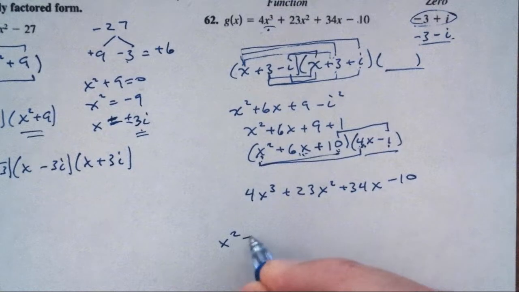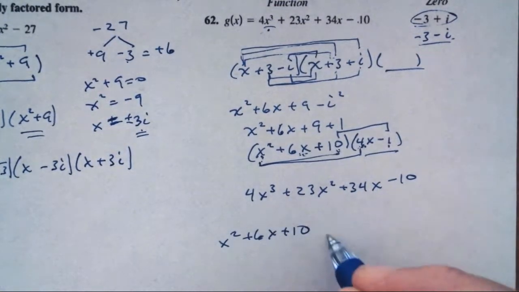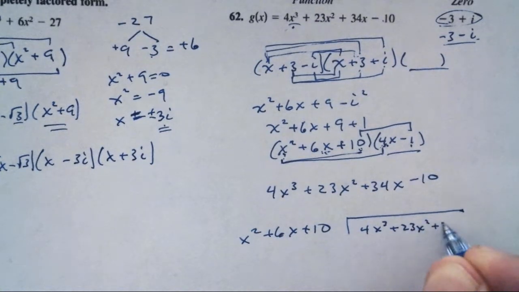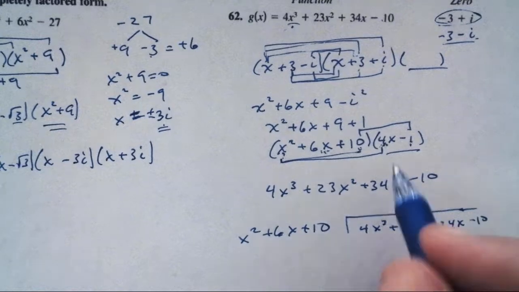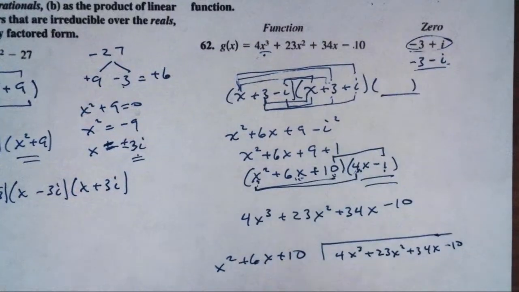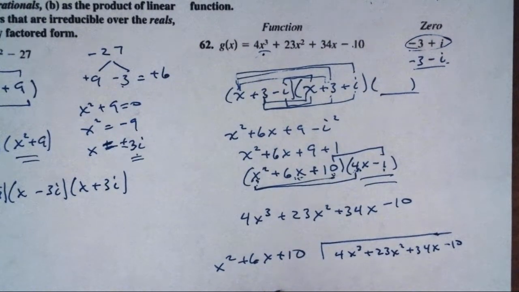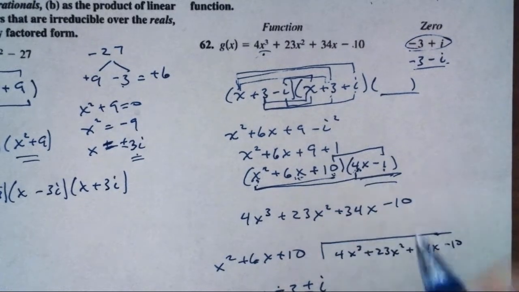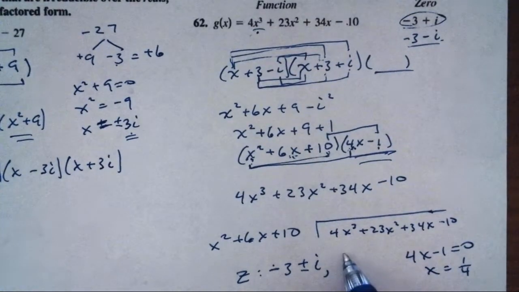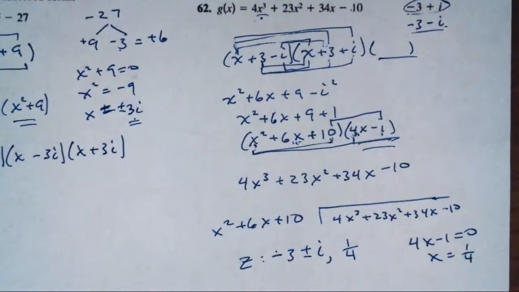You also could have taken x squared plus 6x plus 10 and long divided that into 4x cubed plus 23x squared plus 34x minus 10, and I'm going to claim we would get that same factor. So let's make certain we've answered this. Use the given 0 to find all the zeros. So here's our zeros. Negative 3 plus or minus i, that's 2 of them. And our last 0 comes from right here, where 4x minus 1 equals 0, or x is 1/4. There's our 3 zeros.